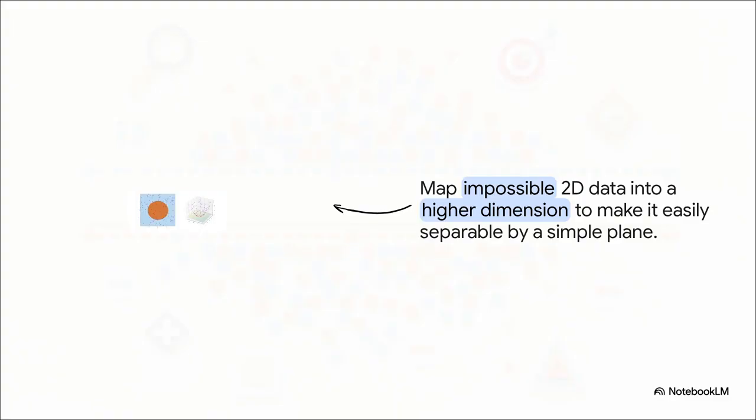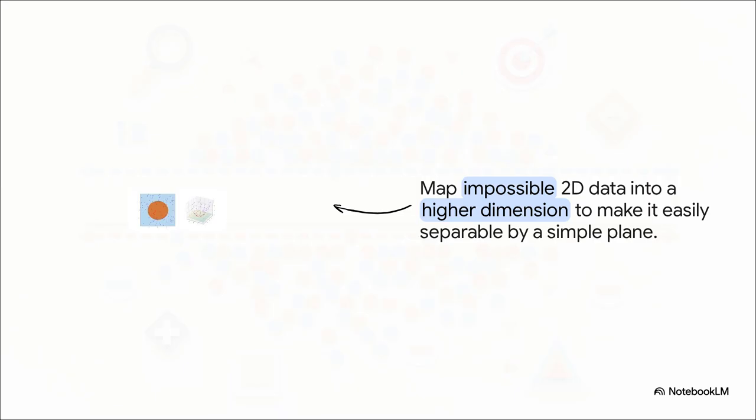Okay, this is where things get really, really cool. The kernel trick is all about changing your perspective. So on the left, you see our messy, impossible 2D problem. But instead of trying to solve it there, the kernel trick projects the data into a higher dimension. And suddenly, what was all tangled up in 2D becomes perfectly, easily separated by a simple plane in 3D. It's like magic. And here's the trick part.